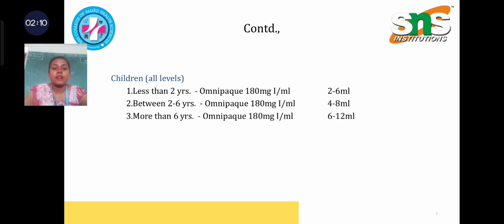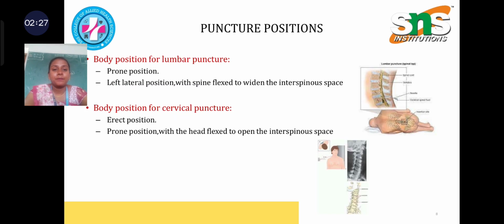For children at all levels, less than 2 years, Omnipaque 180 mg, 2 to 6 ml. Between 2 to 6 years, Omnipaque 180 mg, 4 to 8 ml. More than 6 years, Omnipaque 180 mg, 6 to 12 ml.